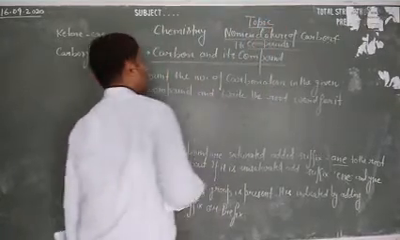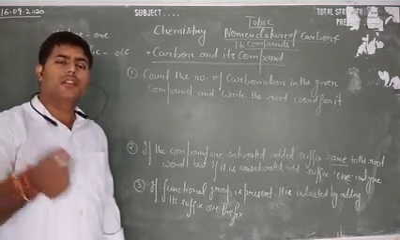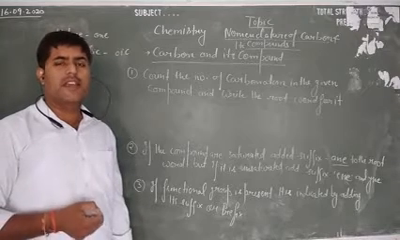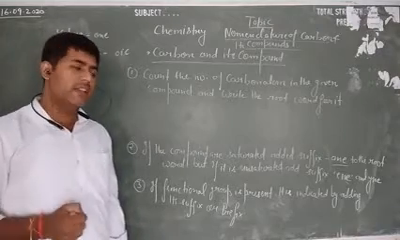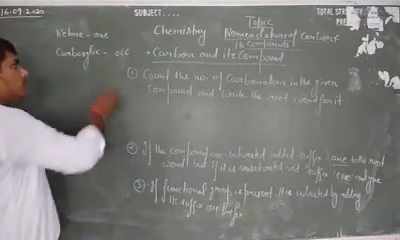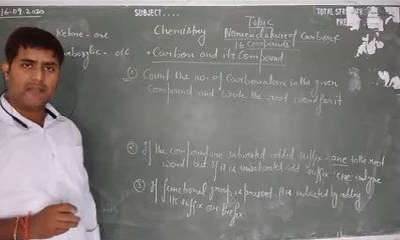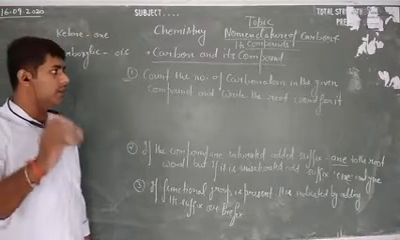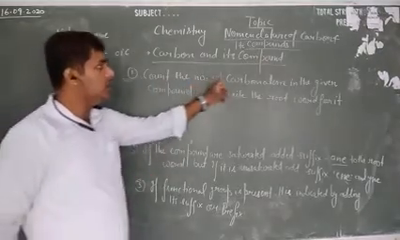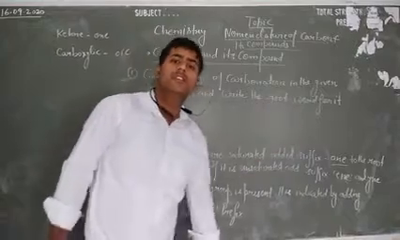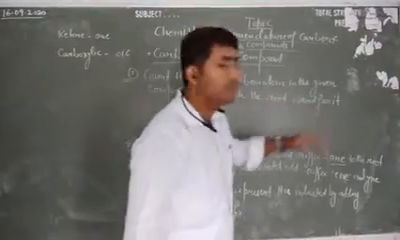So now listen. How can we give the name of a carbon compound? There are some rules we follow. What is the first rule? Now listen. Your first rule says to count the number of carbon atoms in the given compound and write the root word for it.